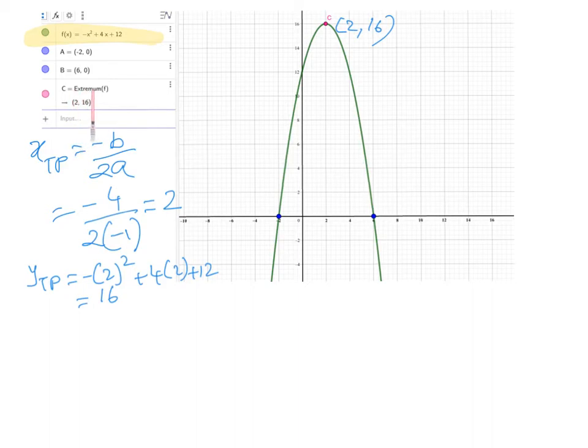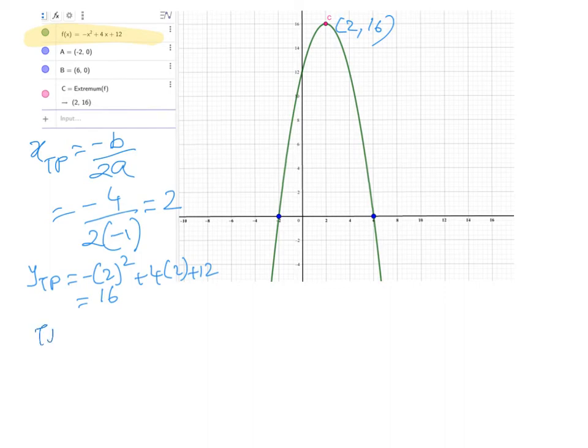Yeah, this program gives you the extremum. We also call the turning point the extremum, or a maximum point or a minimum point, but we'll deal with that later. That's how I find the turning point from the standard form. Now, from the standard form, we calculated the turning point 2, 16.